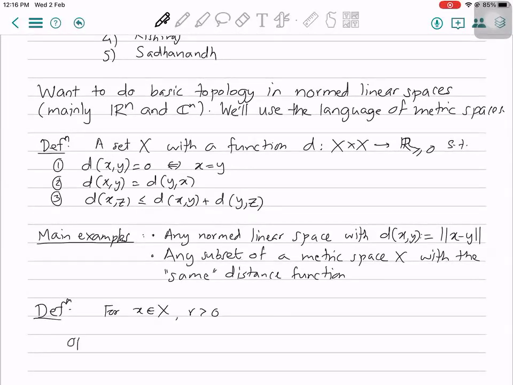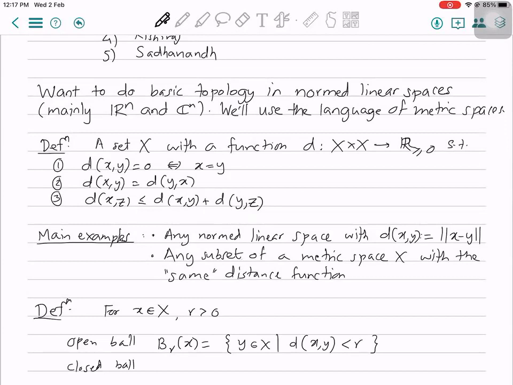We had the open ball around X with radius r. So what was it? B_r(X). What was that by definition? It was simply the set of all points Y in X such that the distance between X and Y is strictly less than r.